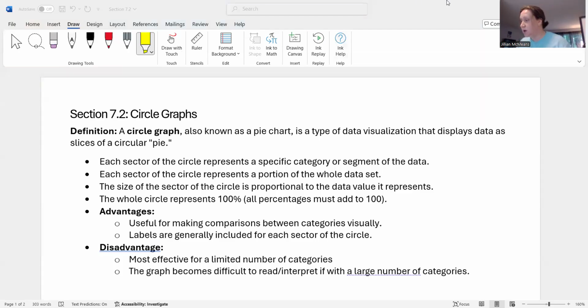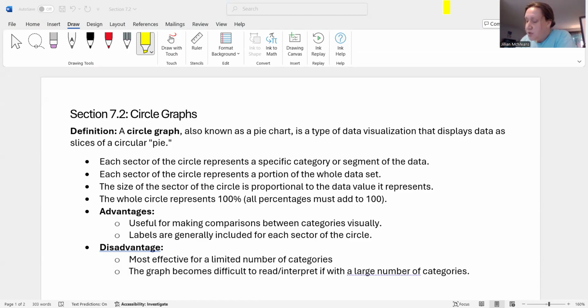In this section, we're going to talk about circle graphs. So this really could have gone in the first section where we were talking about ways to visually represent data. We looked at pictographs, bar graphs, line graphs, and histograms. Circle graphs are similar in the sense that it's just a way to represent data that you've collected.